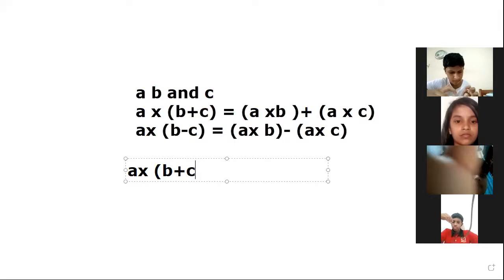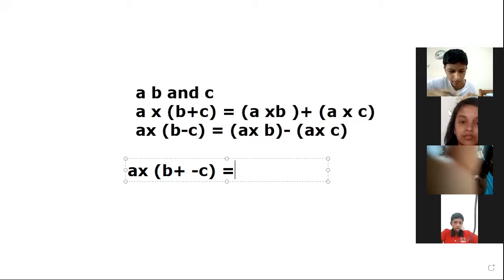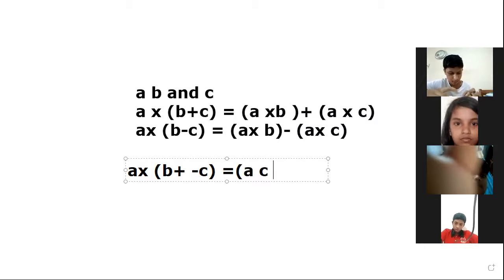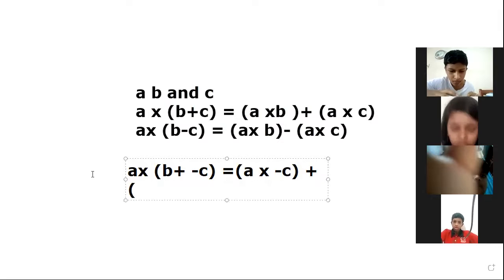If this C is a negative number, what will come here? B plus minus C. Then what will be the product? Then it will become A into minus C plus A into B. Clear?